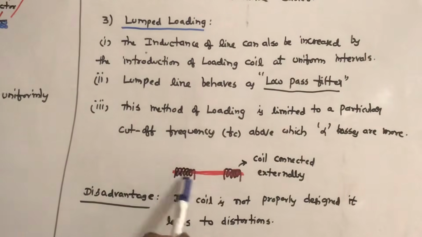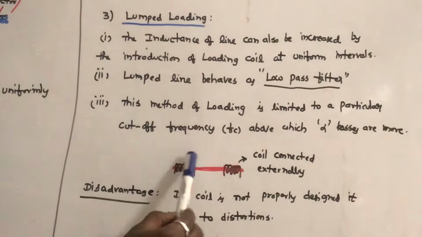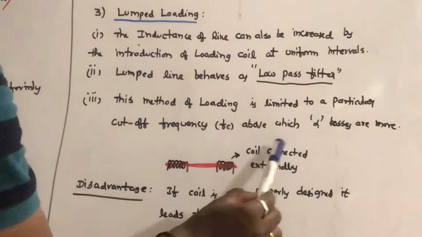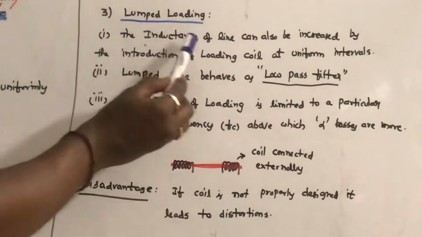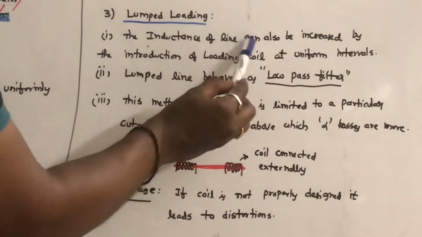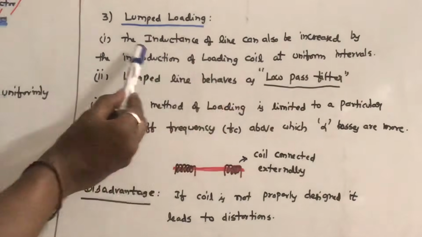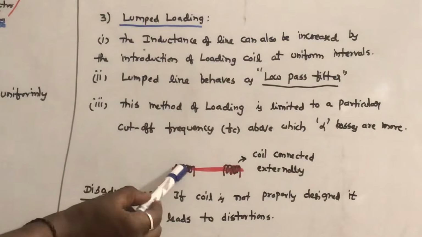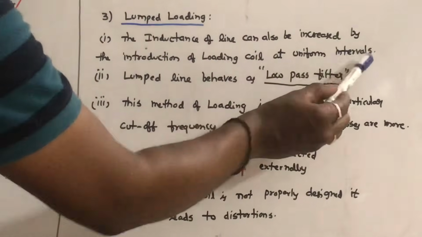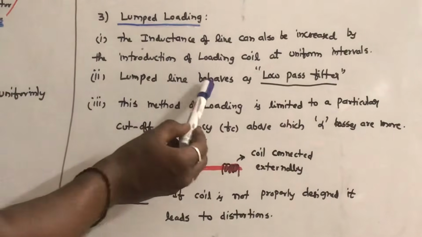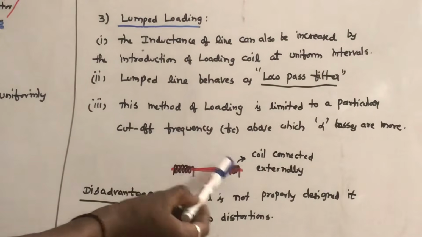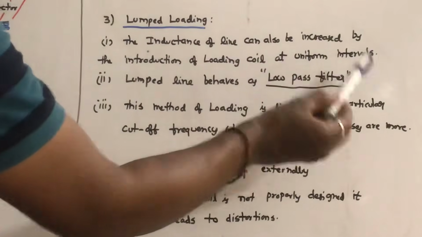In order to increase the inductance of the cable, what do we do? We add external coils at regular intervals, coils connected externally at regular intervals. So the inductance of the line can also be increased by the introduction of loading coils at uniform intervals. This type of lumped loading behaves like a low pass filter.